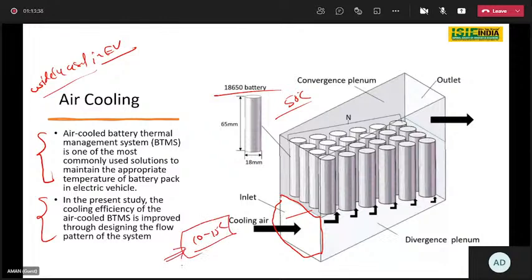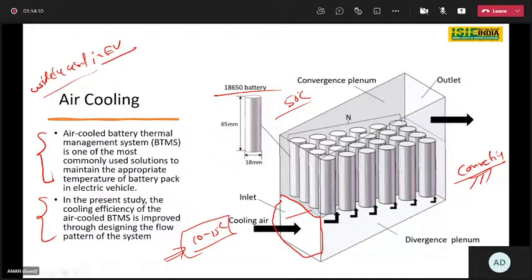So it is flowing, and here you have some gap in between the cells. As soon as the air enters and follows this white surface, it takes the heat due to convection. Due to this convection process, the cool air takes up some heat and exits from the outlet. So you can call this forced convection.